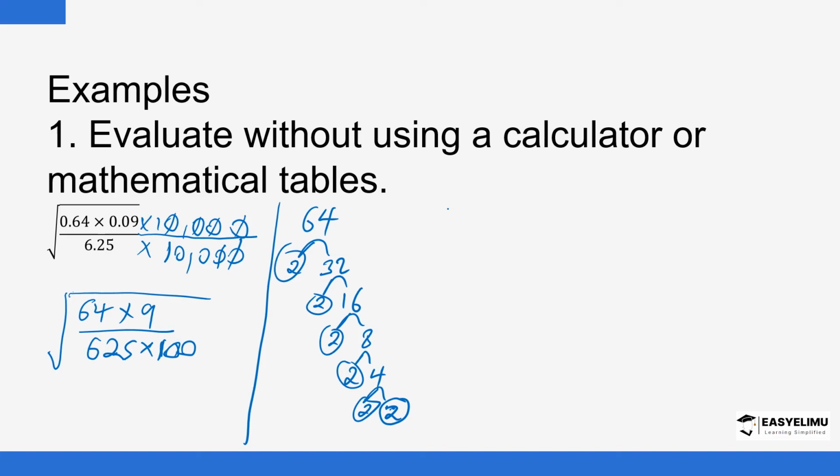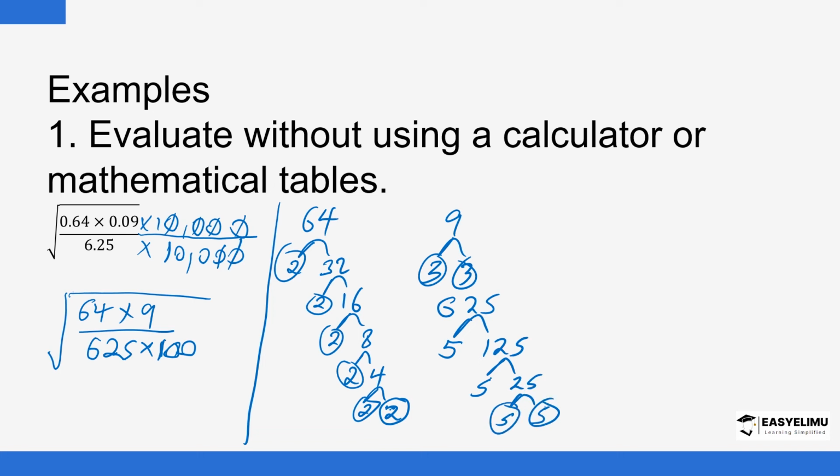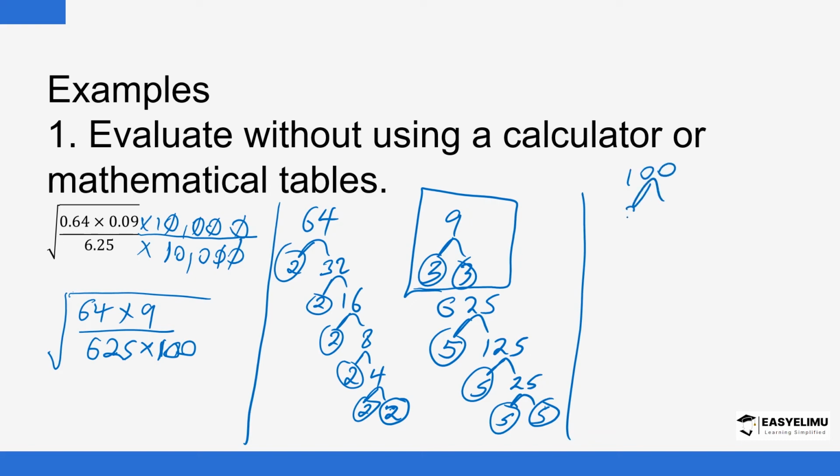Then you move to 9, 3, 3. So you'll multiply these. Then you move to 625. So we have 5 going there, 125. 5 going there 25 times, and 5 going into 25 5 times. So I'll multiply these ones. Then finally you have 100. So 2 goes there 50 times, 2 goes there 25 times, and 5 goes there 5 times. So I'll just multiply these numbers.